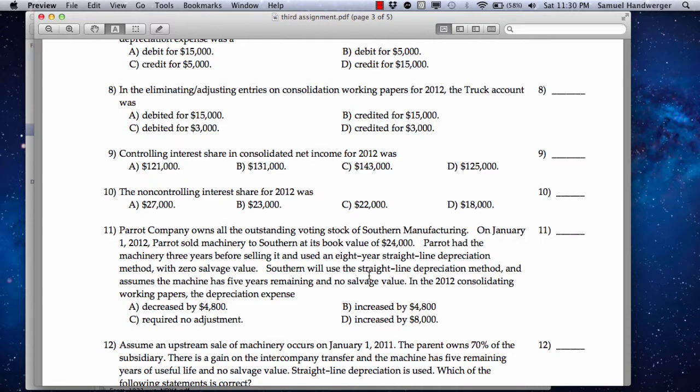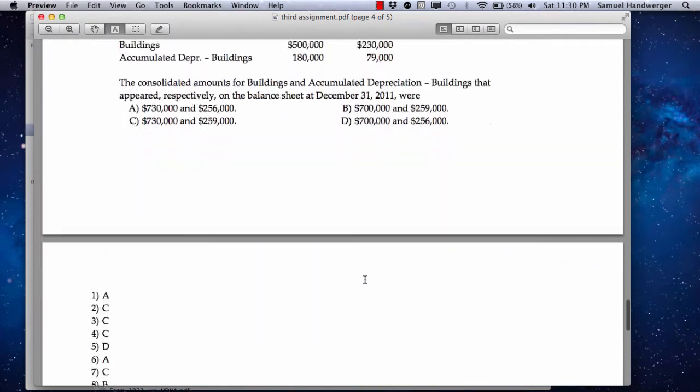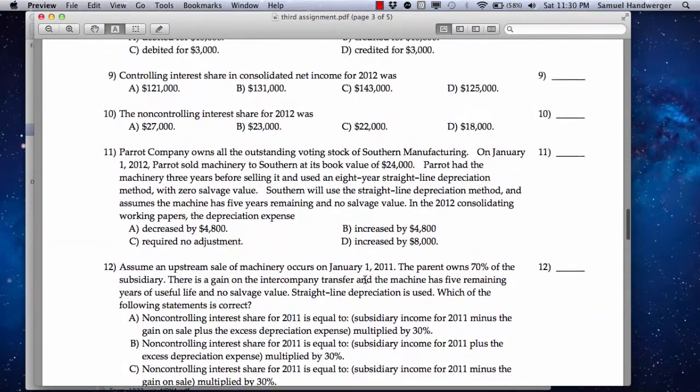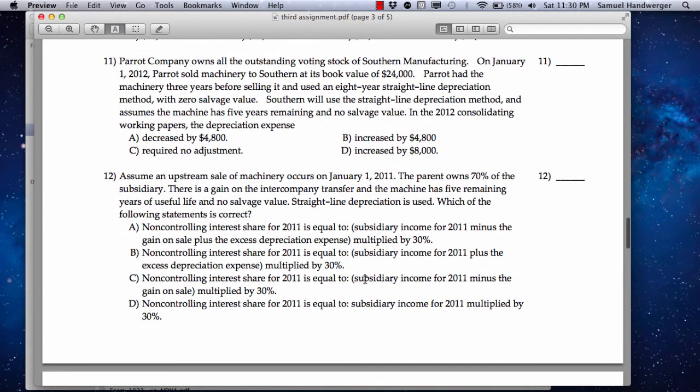So they sold it for how much? Let's see. Oh, okay, so this question's even simpler than that. They sold the machinery at its book value. There was no gain or loss on this. So do we have any excess depreciation? And I think that becomes easy to see. The answer is going to be C. There is no excess, and there we go. Just to make sure, yes, there's no required adjustment there because it was sold for book value, so there's no difference.